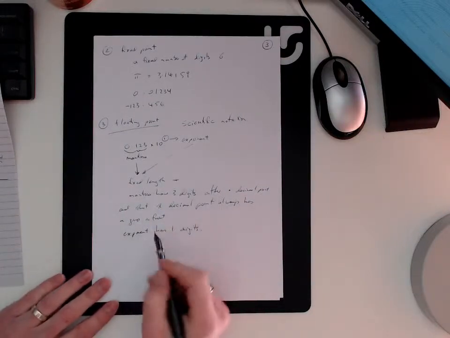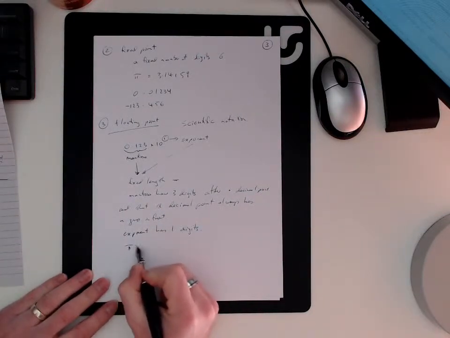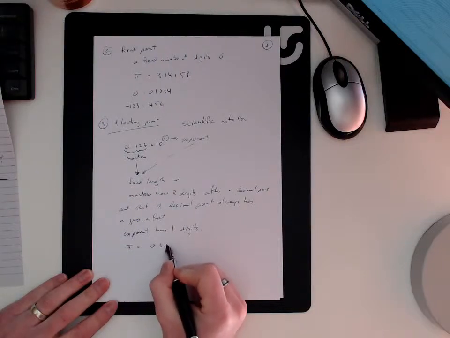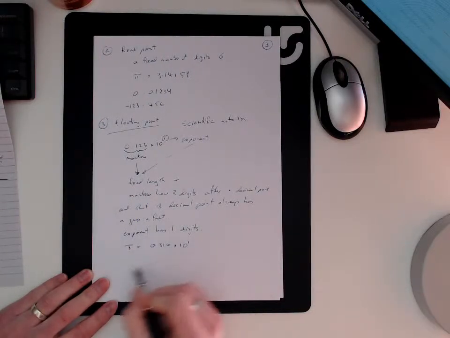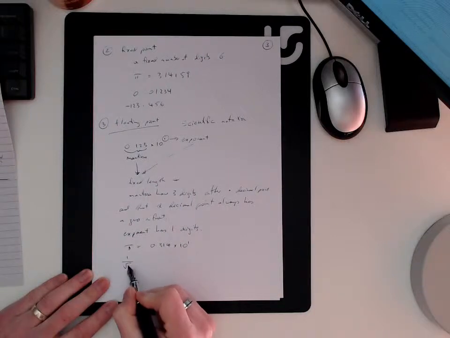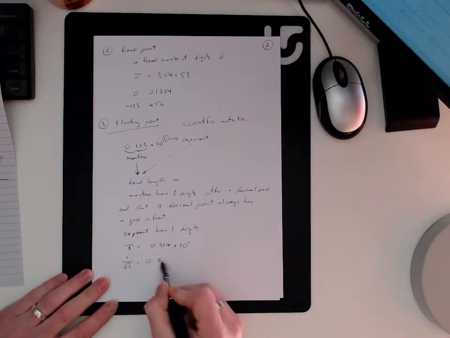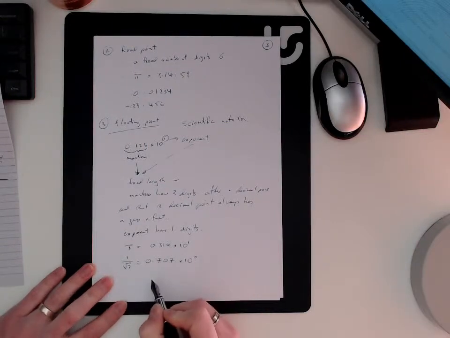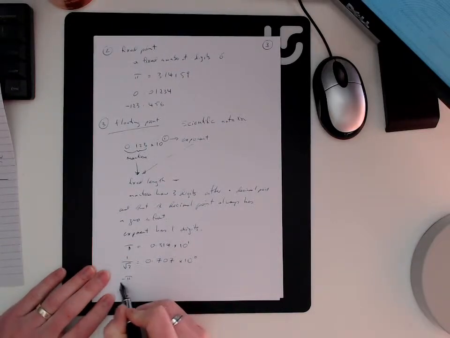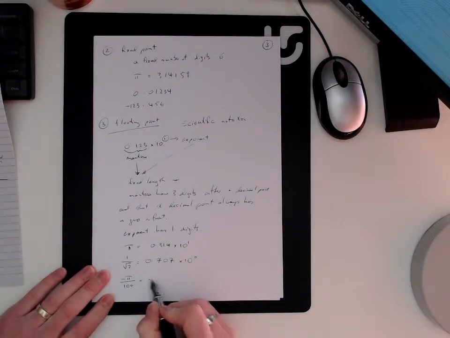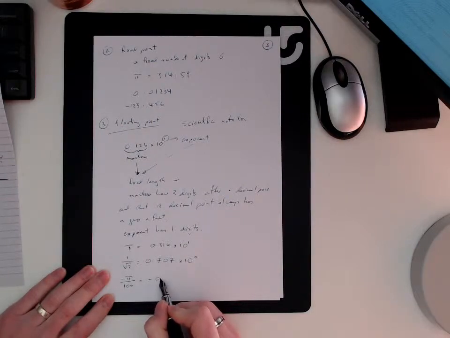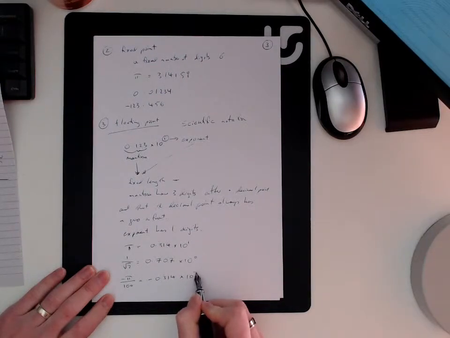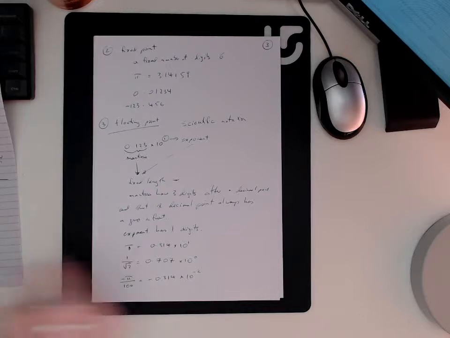Okay, so with these limitations, pi ends up being 0.314 times 10 to the 1, 1 over square root 2 is 0.707 times 10 to the 0. And something like minus pi over 1,000 is minus 0.314 times 10 to the minus 2. That gives you an idea of what's going on.